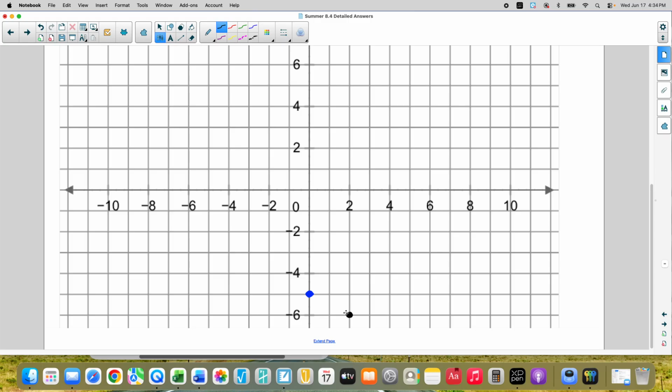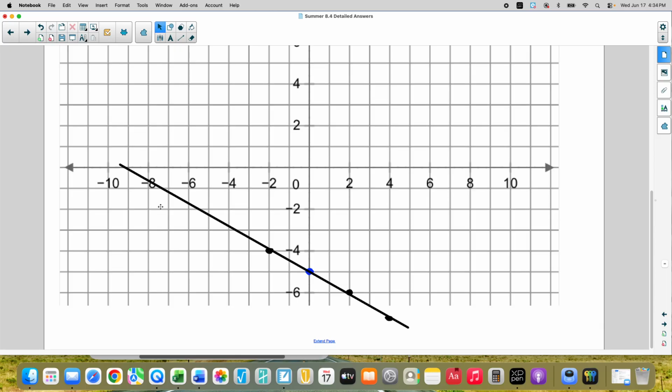Now, I can go down 1, right 2 to find my third dot, or I can go from here, I can go up 1, left 2. So that would be the inverse or the reverse of that. And now I'm going to connect my dots. And I'm going to do a better job of connecting my dots. There we go. That's good. I'm going to draw arrows on it.